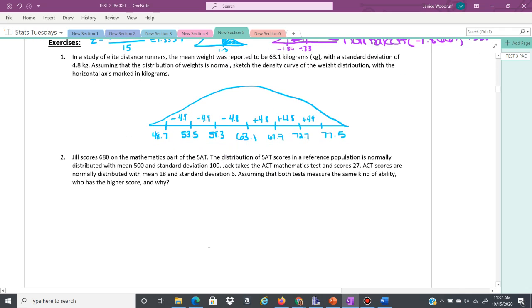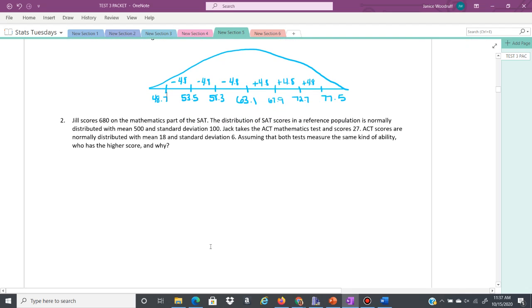Okay, number 2, Jill scores 680 on the math part of the SAT. Distribution of SAT scores in the reference population is normally distributed with a mean of 500 and a standard deviation of 100. Jack takes the ACT math and scores a 27. ACT scores, same thing, with a mean of 18, standard deviation of 6. Who has the higher score? Why? So find the z-scores for both of them, and then put them on the same curve because you are normalizing or standardizing the curve for both of them.